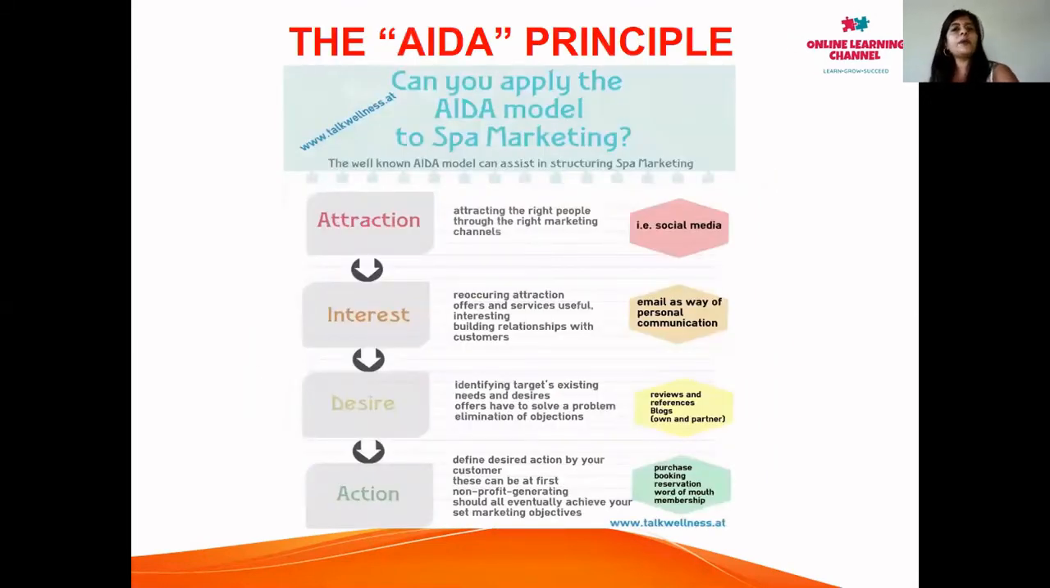Now we're going to look at the AIDA principle. The A means attracting the right people through the right marketing channels, through social media. The I represents the interest. Recurring attraction offers the service and services useful, interesting, building relationships with customers. Email as a way of personal communication. D emphasizes the desire, identifying targets, existing needs, and desire. Offers have to solve a problem, elimination of objection, reviews and references through blogs, own and partner.